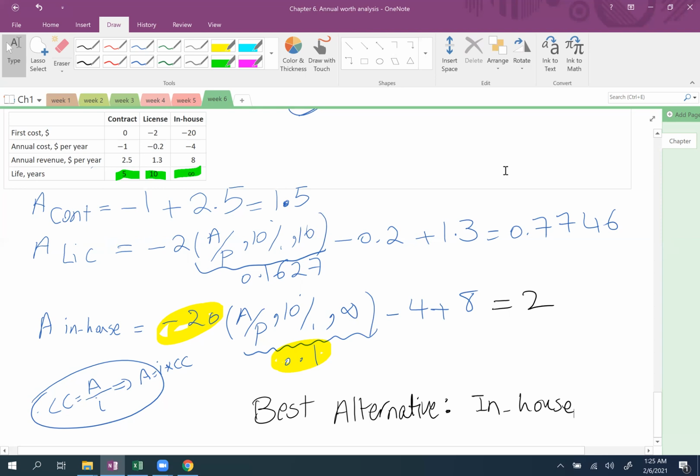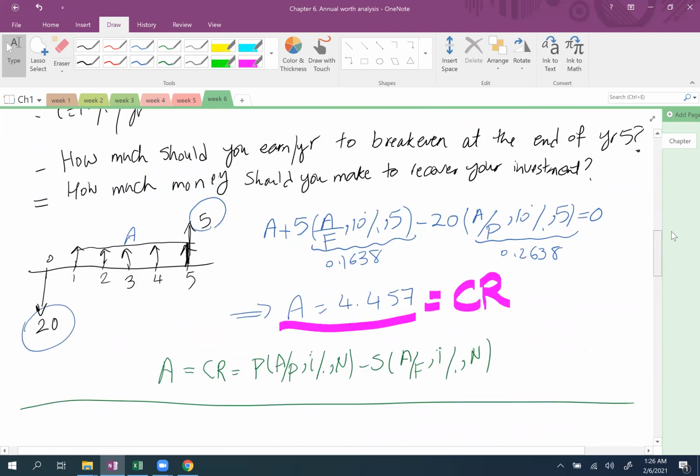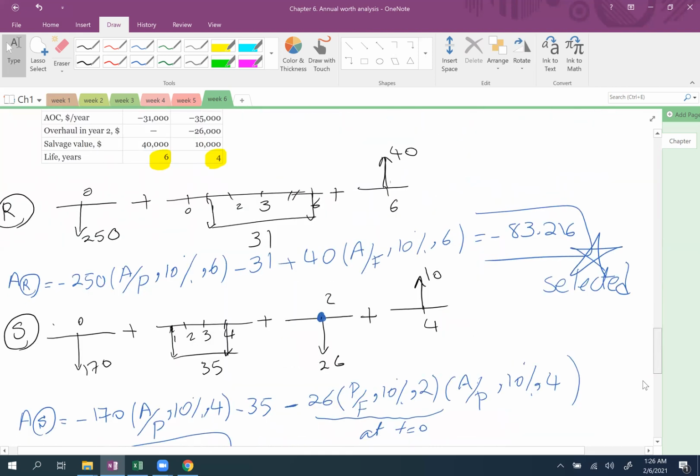So with this example, we can wrap up chapter 6. Again, chapter 6 is trying to use annual worth analysis to compare alternatives. The advantage of annual worth analysis over the present worth analysis that we learned in the previous chapter is that in annual worth analysis, you don't need to be worried about the duration of the alternatives if they have different lifetimes. You simply calculate the annual worth of these projects or alternatives and you can select the best one. And also you learned about capital recovery in this chapter. And we said that A, or capital recovery, which we show with CR, is the amount of money that you have to make per year to recover your initial investment.